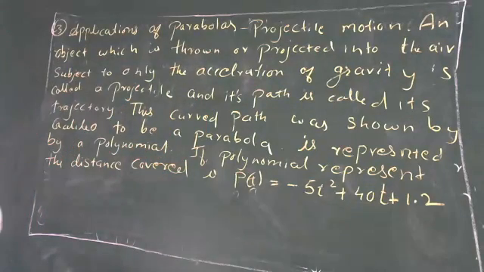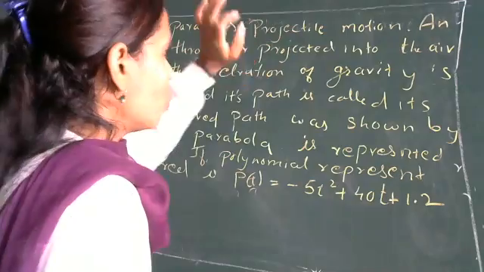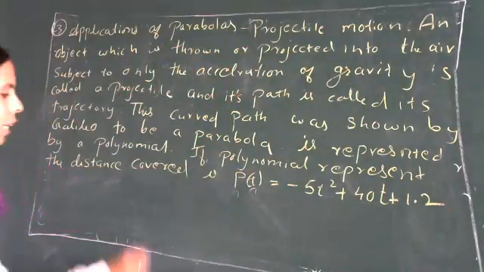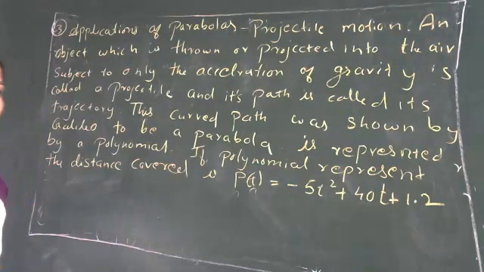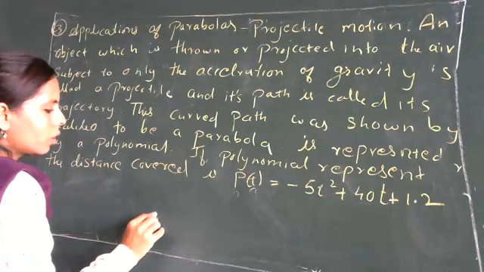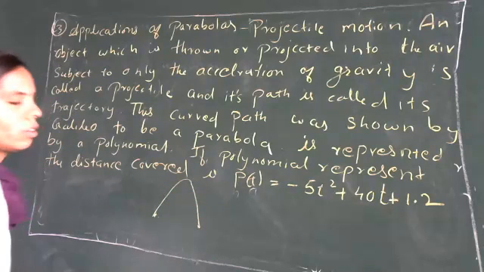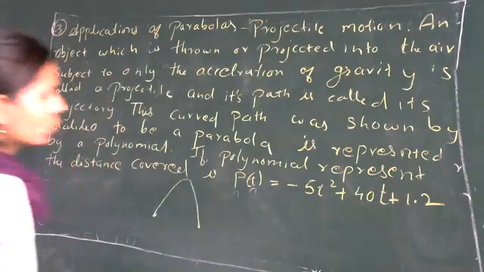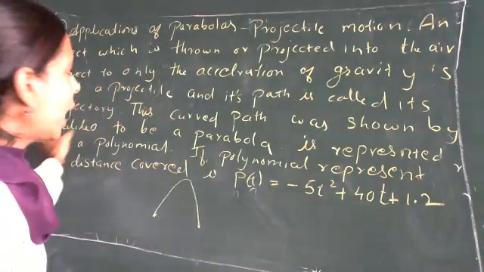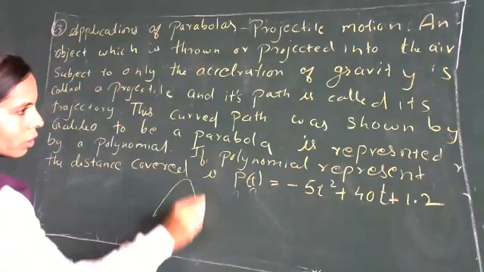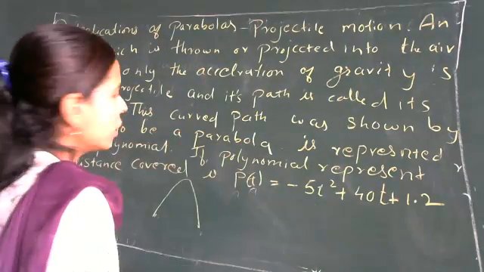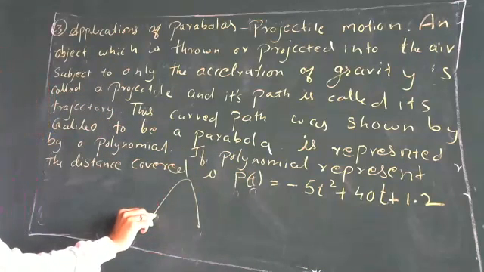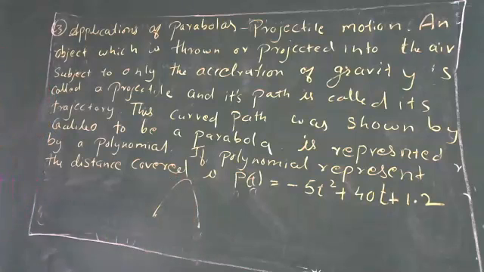Okay, so here we have a question. What have they given? Applications of parabola, projectile motion. So questions begin with this. An object which is thrown or projected. When you throw an object, suppose you are throwing a ball, if you throw it from here, it goes up and comes down. So it will create a parabola. Likewise, when an object is thrown, that is called a projectile, and it covers some distance from here to here. And that is called the trajectory.